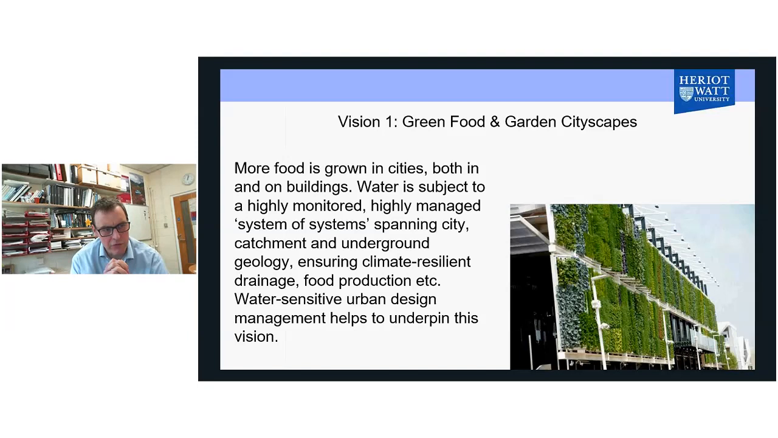So more food is grown under Vision 1, green food and gardens, cityscapes. More food is grown in cities, both in and on buildings. Water is subject to a highly monitored, highly managed system of systems spanning the city, catchment and underground geology, ensuring climate resilient drainage, food production, etc. Water sensitive urban design management helps to underpin this vision. So straight away here we can see some links to SUDS. We're talking about collecting water and source controls and using that to grow vegetation, which may be eaten.